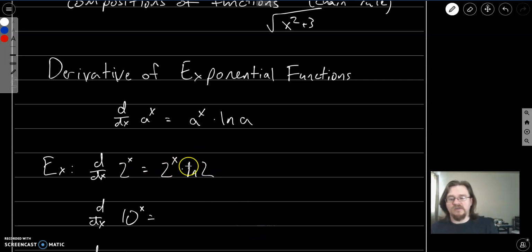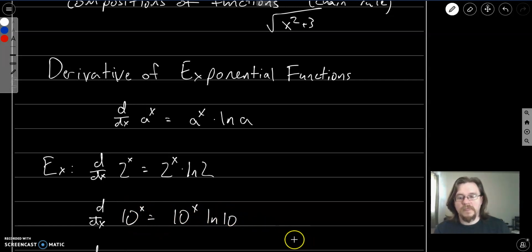So it changes by a little factor. Here the natural log of 2 is going to be a number that's slightly smaller than 1. So we're just sort of squishing down this exponential 2 to the x power. If we have 10 to the x power, again, the derivative is just going to be itself times the natural log of 10. And that's all there is to derivatives of exponential functions.